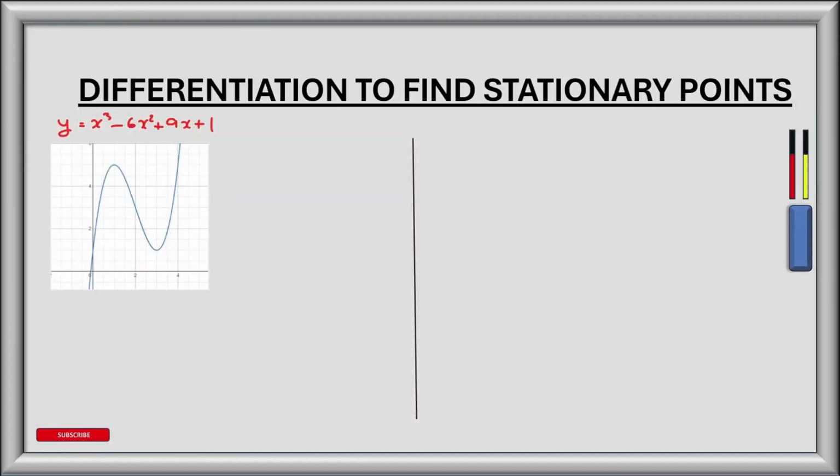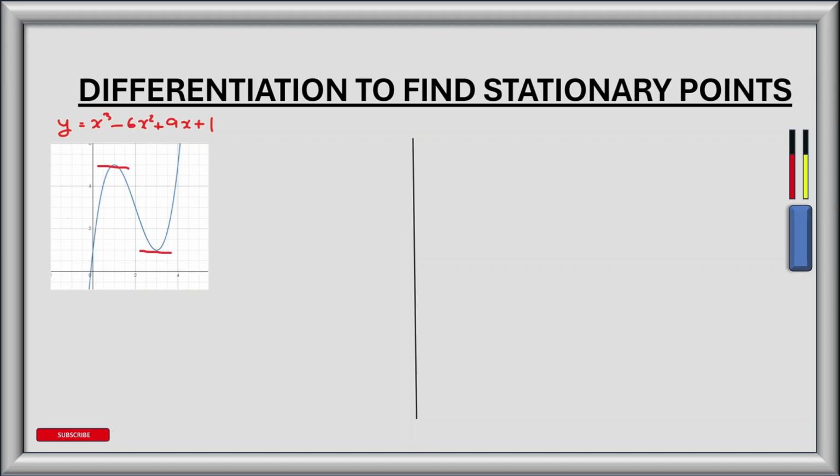We have a graph of y is equal to x cubed minus 6x squared plus 9x plus 1. And we want to determine the stationary or maximum minimum points on the curve. From visual inspection, we can see where they are. But how do we find these coordinates mathematically? So we can see that the maximum point is here and the minimum point is here.